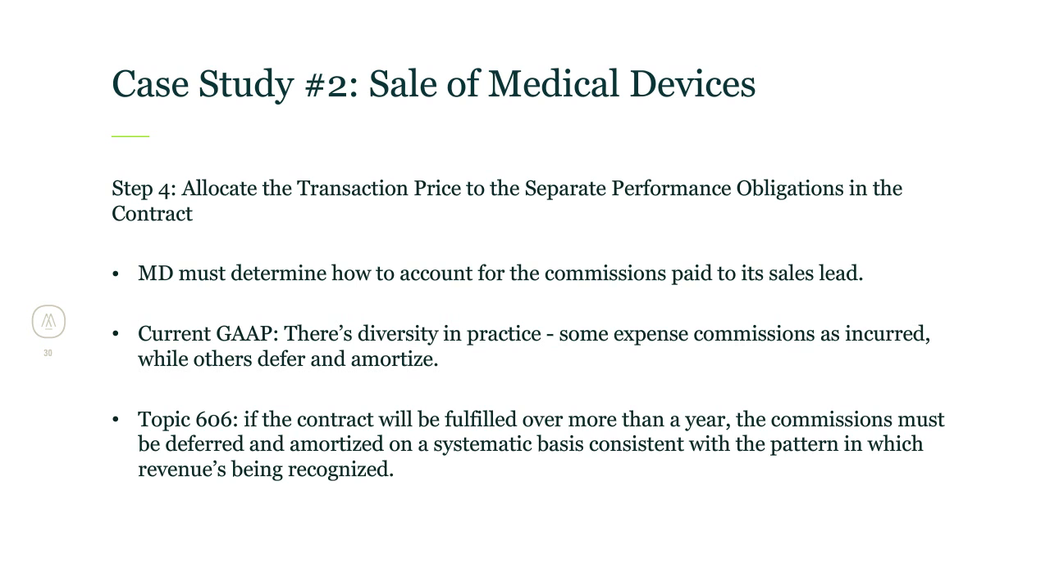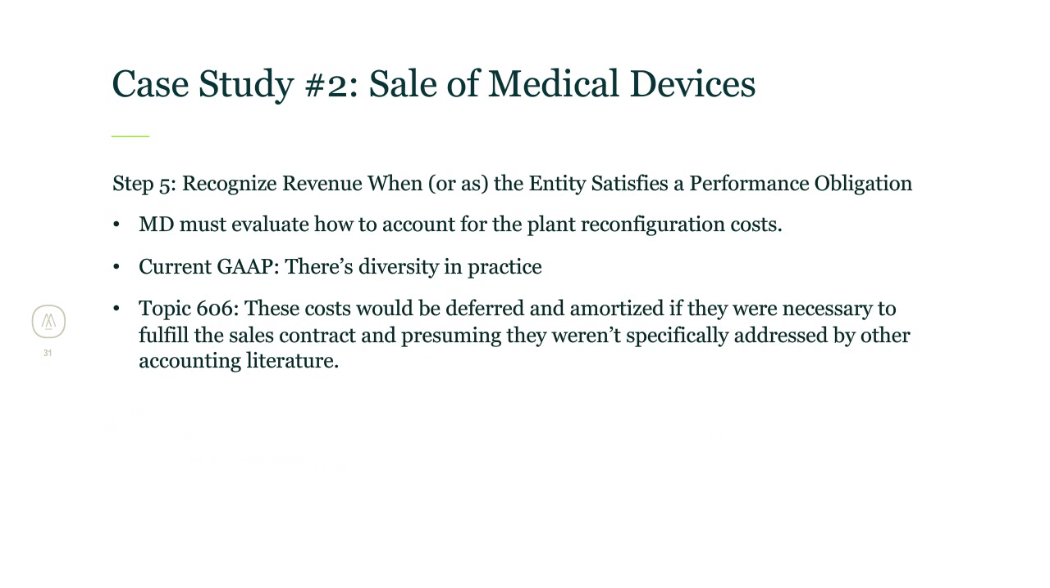And similarly, last but not least for this area, plant configuration costs should be evaluated, and you would also capitalize and amortize these costs if they were necessary to meet the obligations of the contract, and if these costs were not already specifically addressed by other accounting literature.